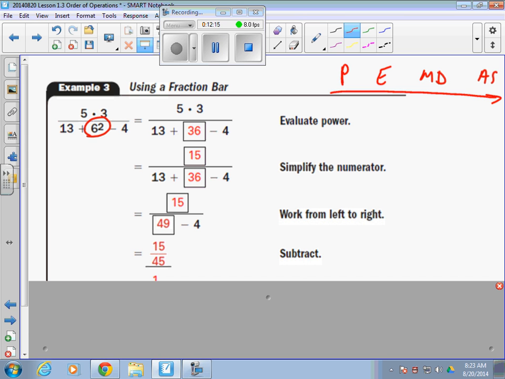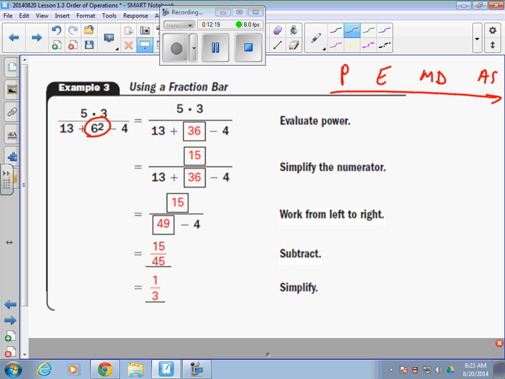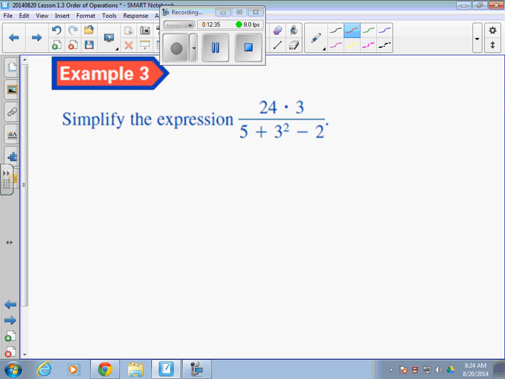Then it's as simple as simplifying. The number 15 goes into itself 1 time, and it goes into 45 3 times to make it 1/3. Remember, never leave a fraction in an unsimplified form such as that. Copy this problem down. Take about a minute to knock this one out.